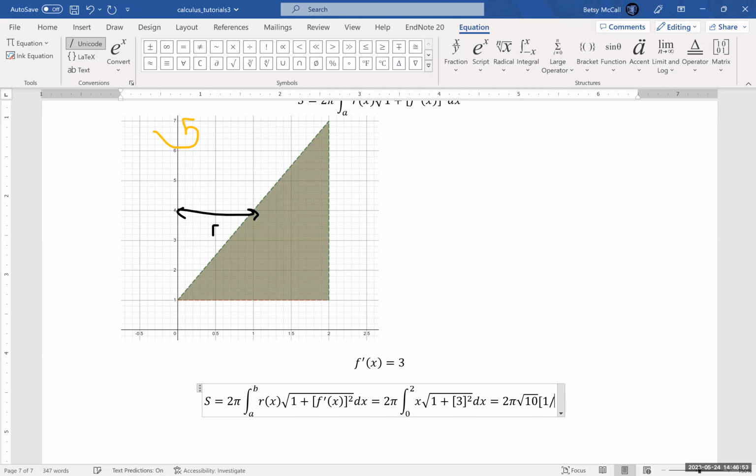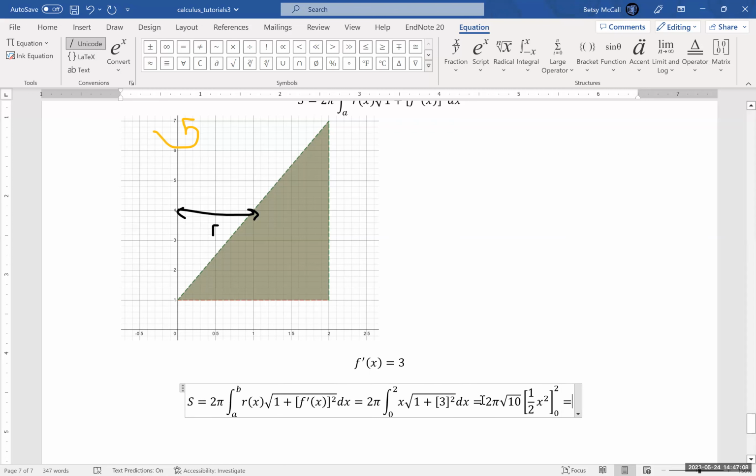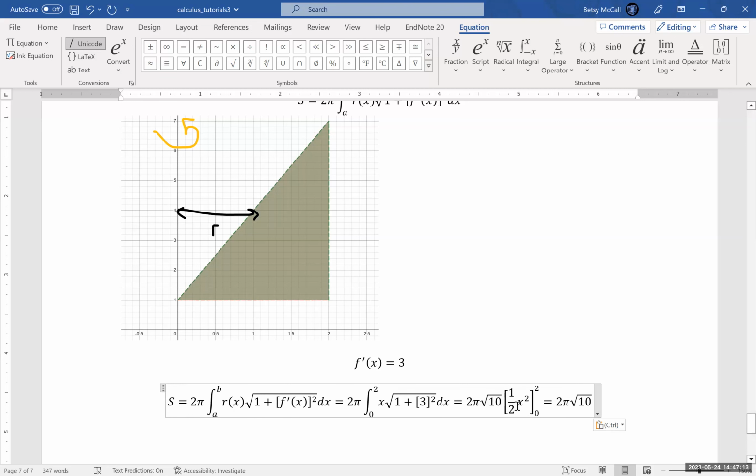And so I get 1/2 x squared. That's what I want. 0, 2, and I end up with this crazy thing. Times, this is 4 divided by 2 is 2. I end up with 4 pi square root of 10. Now I should again keep in mind, this is this side. I'm rotating around the y-axis.